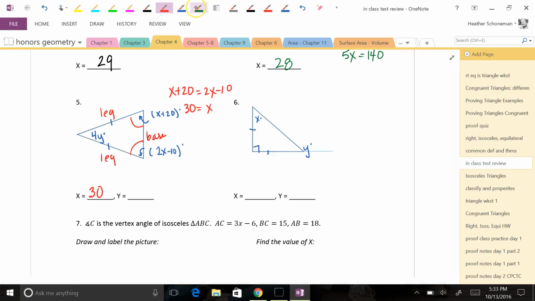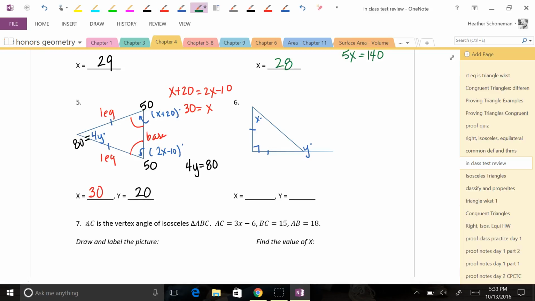So that's that part. But now I need more information. Well, if x is 30, I can find these angles. 30 plus 20 would be 50. So that angle's 50, that angle's 50. If all the angles in a triangle equal 180, that means this angle equals 80. So I have 4y equaling 80. So y comes out to be 20.